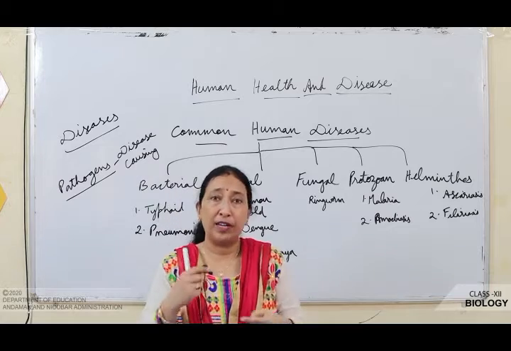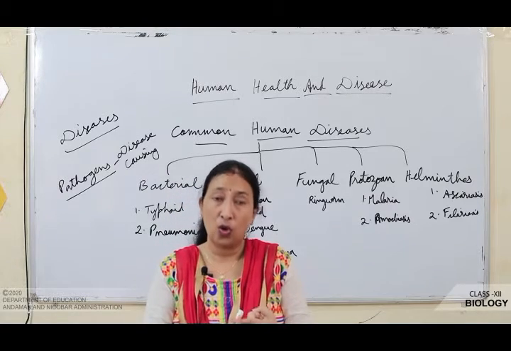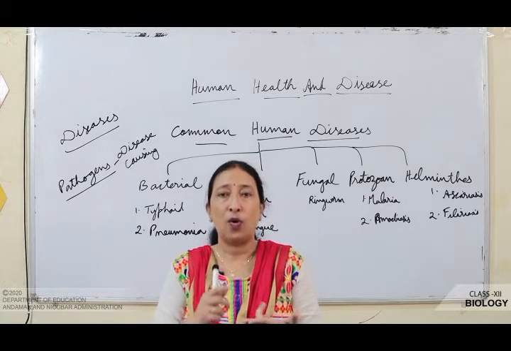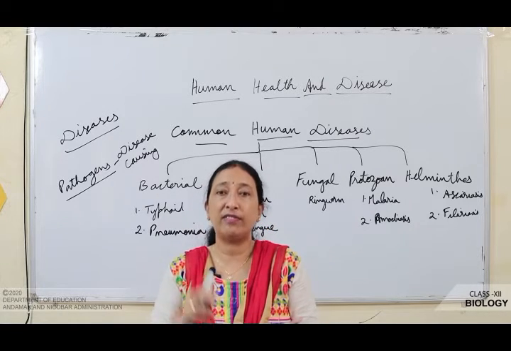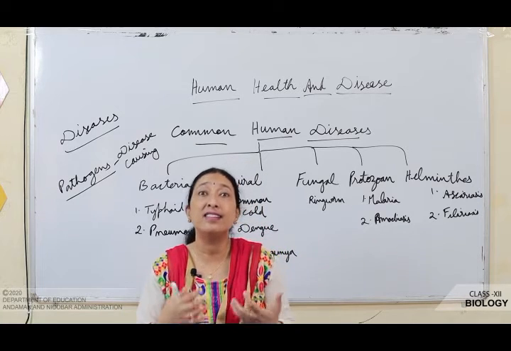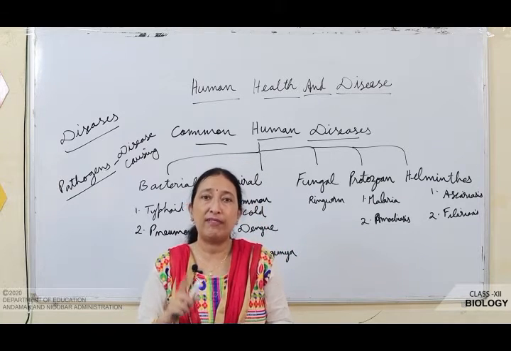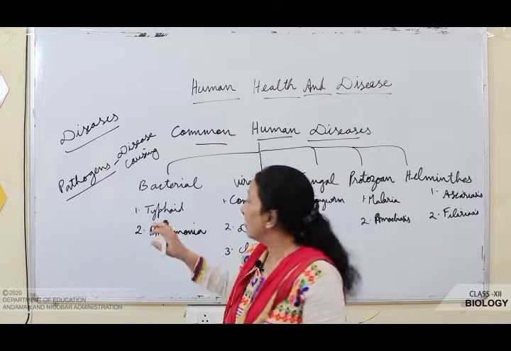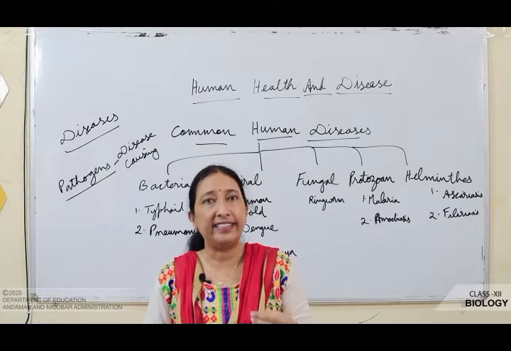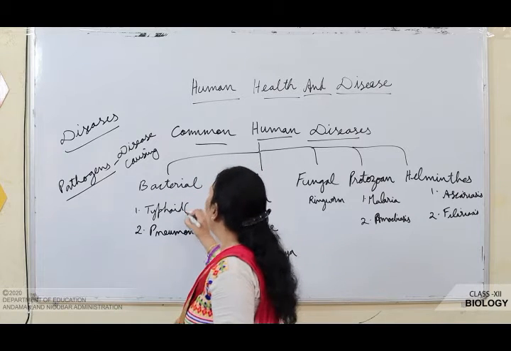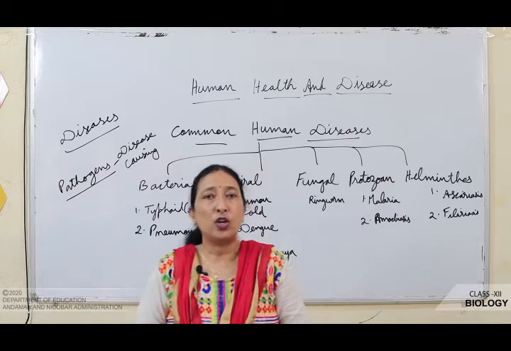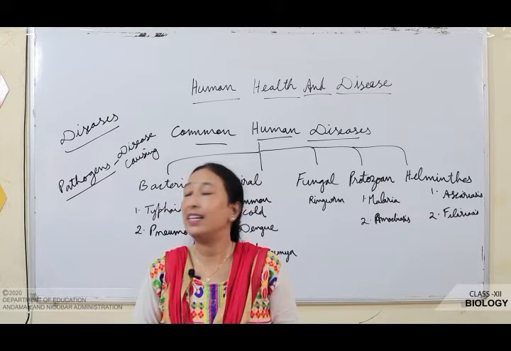First we have to know what the disease is, what its causative agent is, its mode of transmission, the site of infection, and the symptoms. Suppose the disease is typhoid. The other name for typhoid is enteric fever. The causative agent is Salmonella typhi.